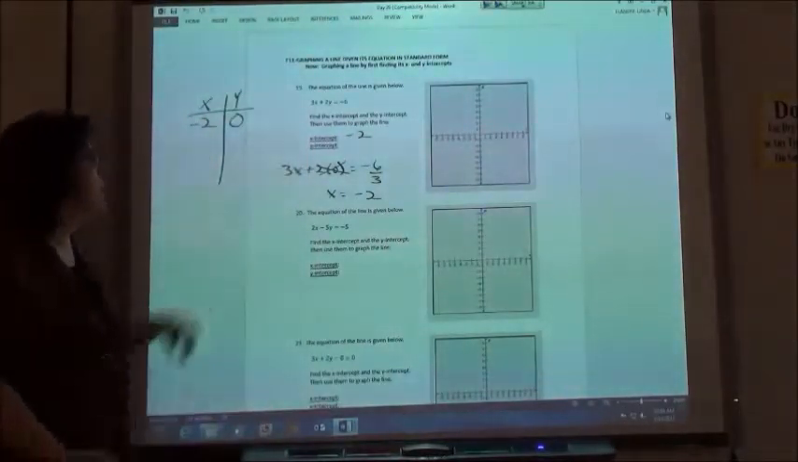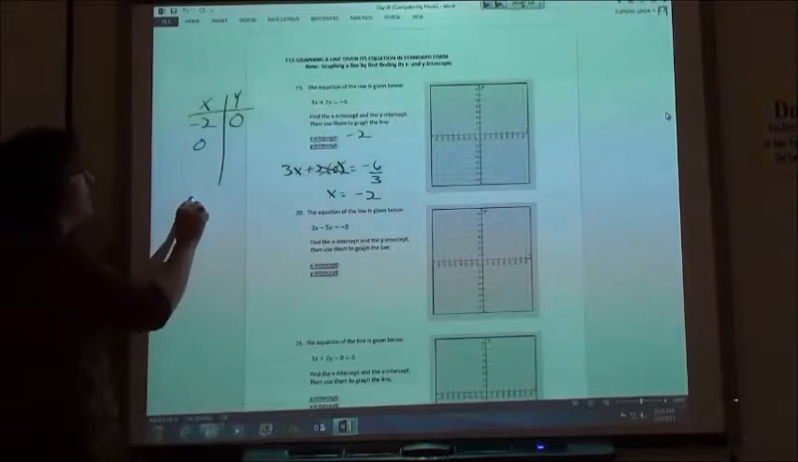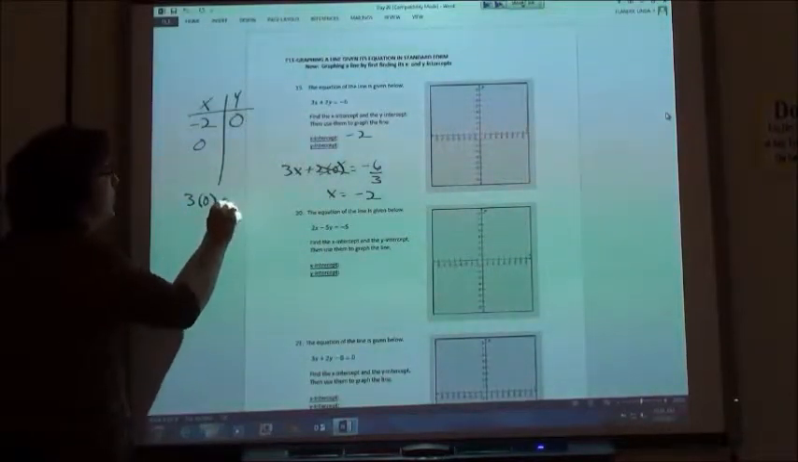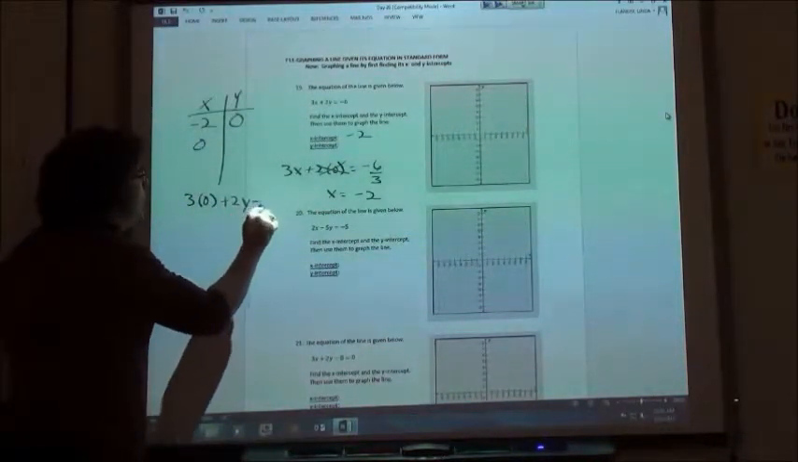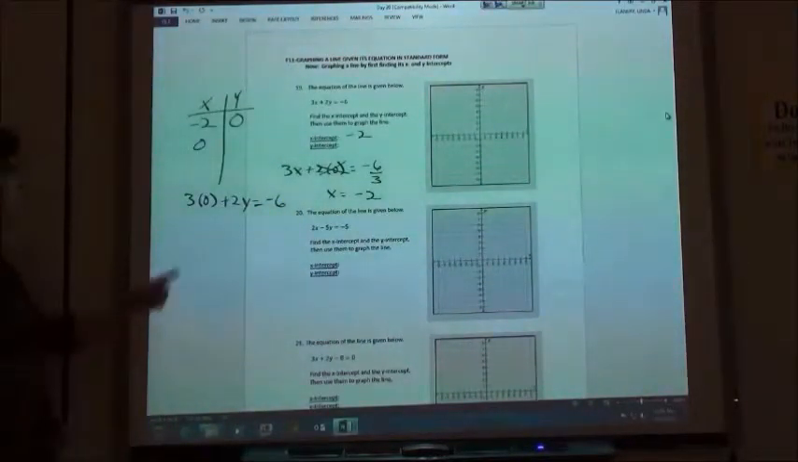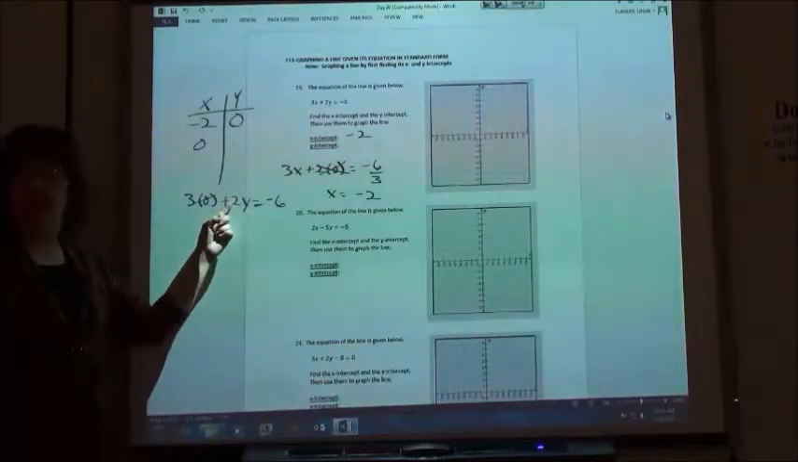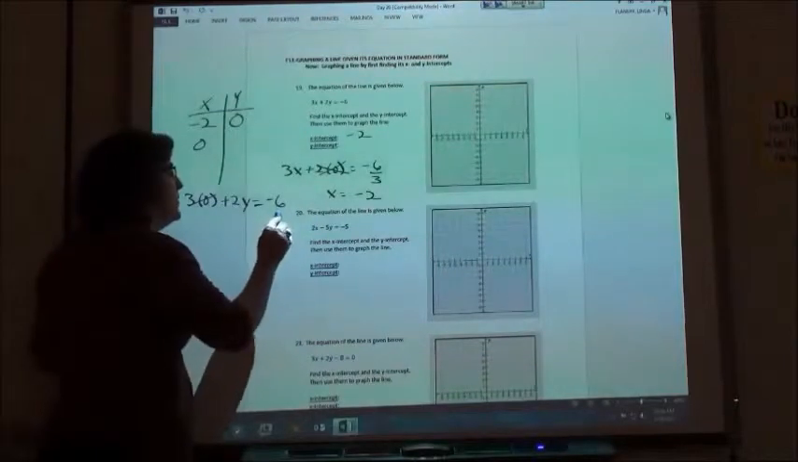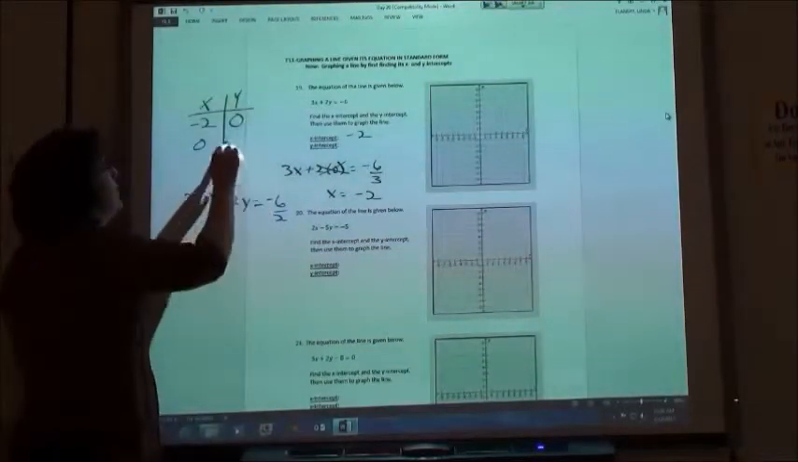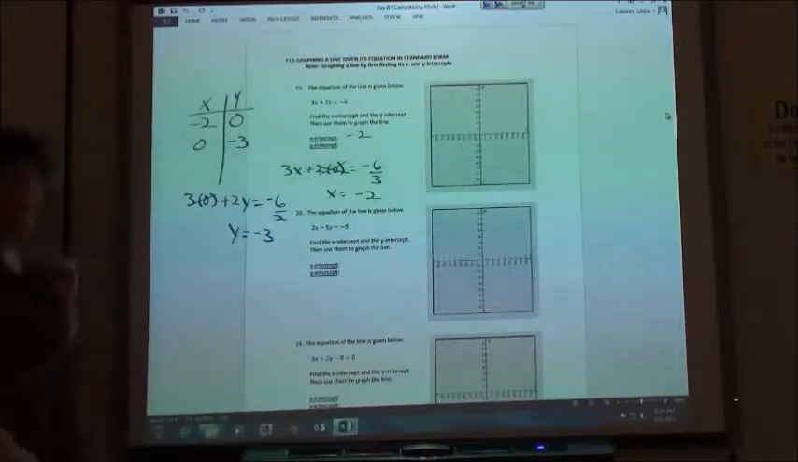My y-intercept is when I put 0 in for the x. So I'm going to say 3 times 0 plus 2y equals negative 6. And so that's going to be 0. I'm going to take negative 6 and divide it by 2, which gives me negative 3, right?